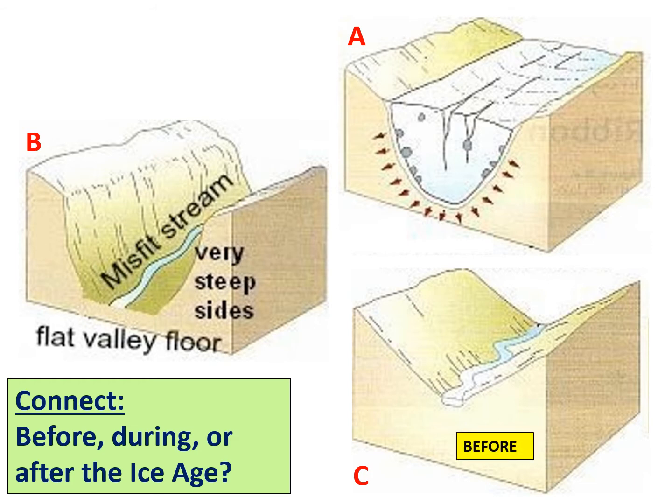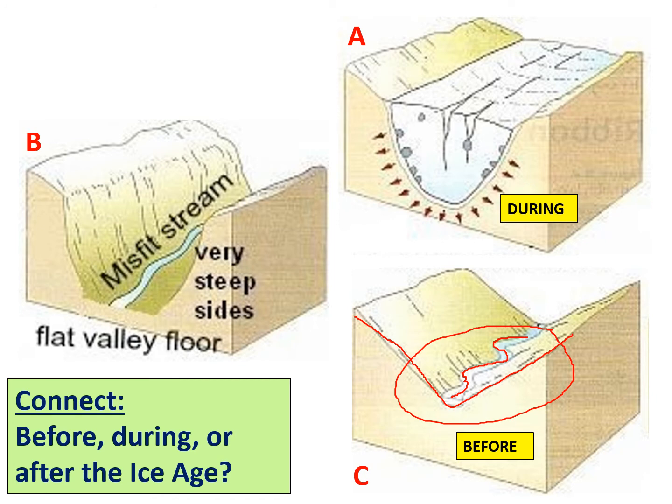So C was before, when we had not a U-shaped valley but a V-shaped valley as the river winds its way through this distinctive V shape. Then along comes the glacier during the Ice Age, and it carves out this U shape here through erosion. And then lastly, this is after, when you end up with a misfit stream, and you can even have a ribbon lake as well.